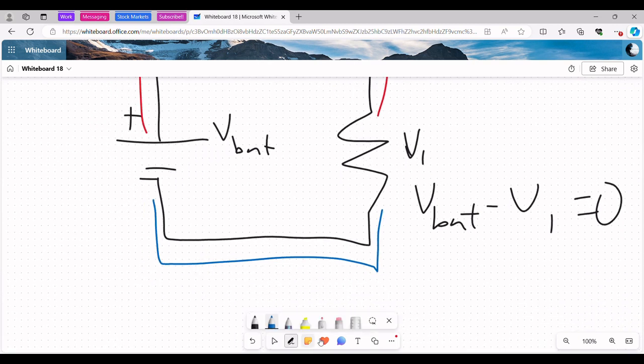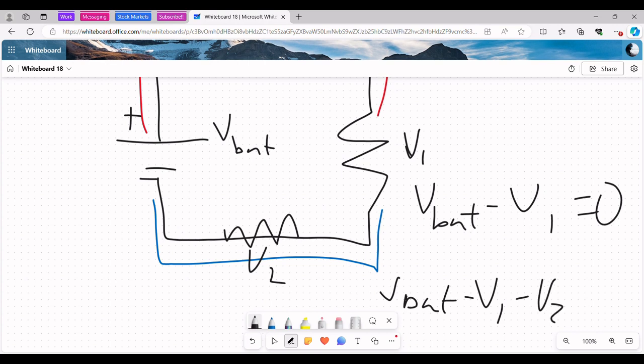Even if we've got 2 resistors in here, with a resistor here as well that we'll call V2, that means V battery minus V1 minus V2 has to equal 0.